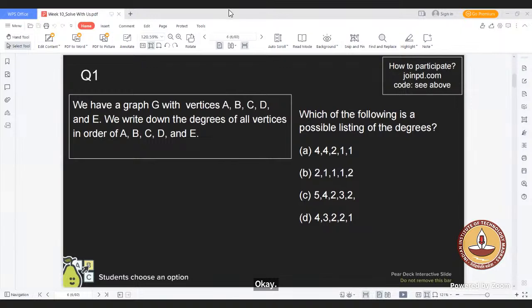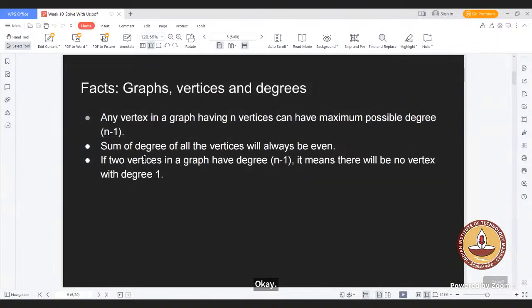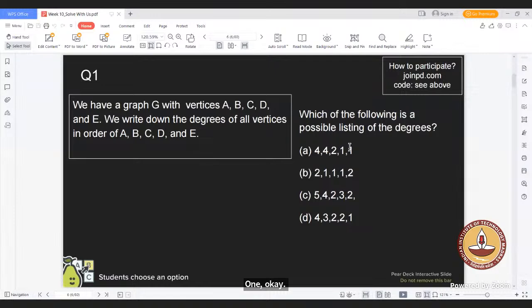See, the third point states that if two vertices in a graph have degree n minus 1, but what is n here? There are a total of 5, right? So what will be the degree? 4. If two vertices in a graph have degree 4, it means that there will be no vertex with degree 1. There are two vertices with degree 4, but there are also vertices with degree 1. D and E have degree 1, which is not possible. So option A is wrong. So the correct option will be D.